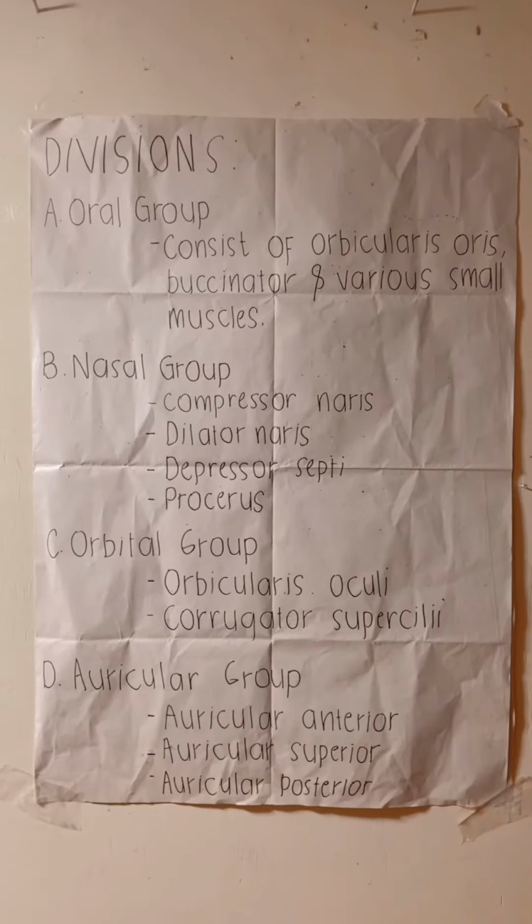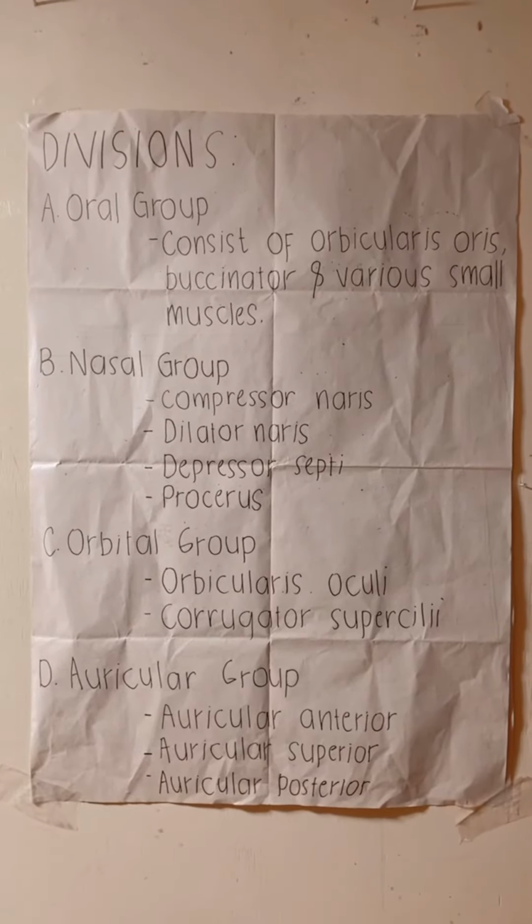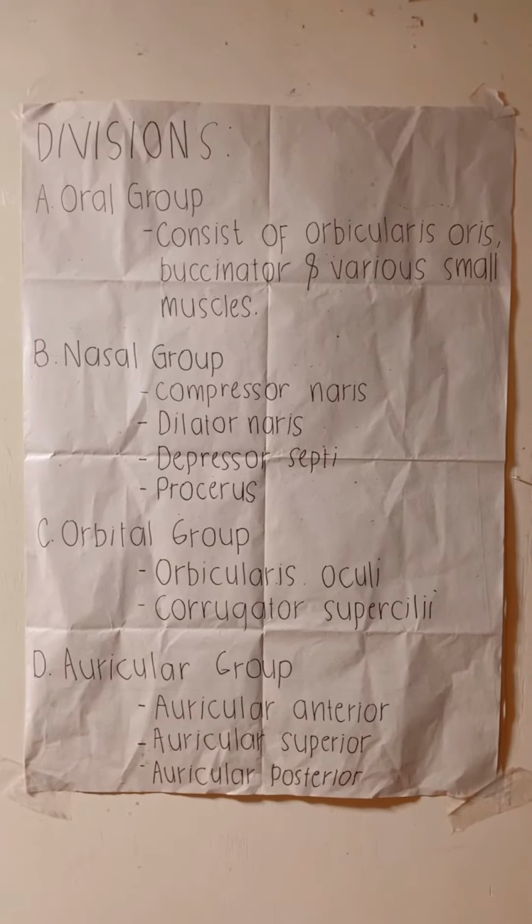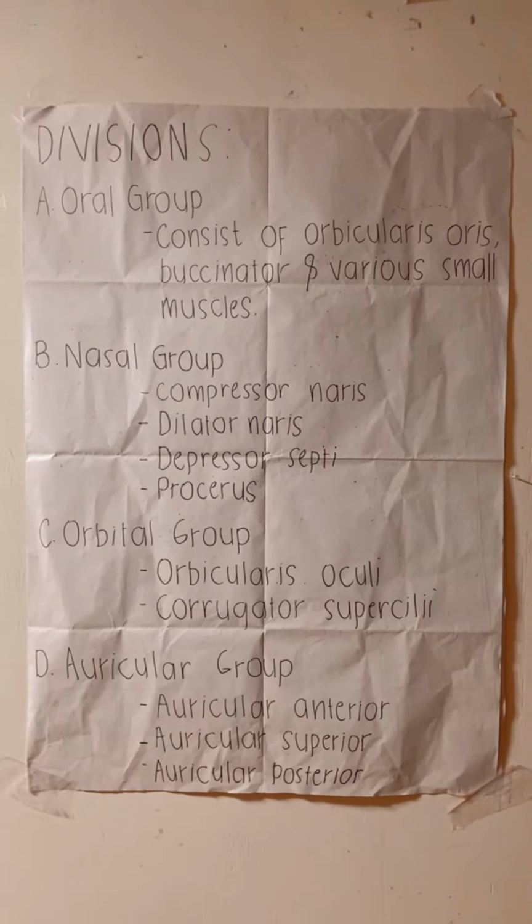The fourth one is the auricular group, which consists of the auricular anterior, auricular superior, and the auricular posterior. The auricular group provides movement of the auricle and is innervated by the temporal and the posterior auricular branches of the facial nerve.